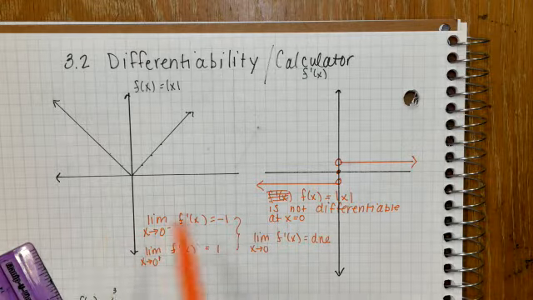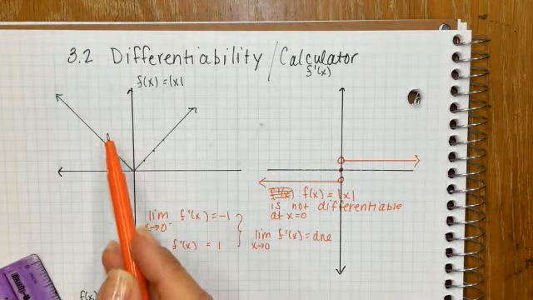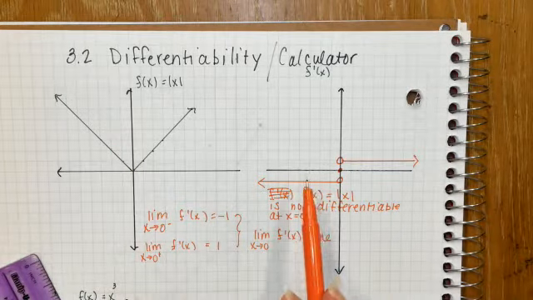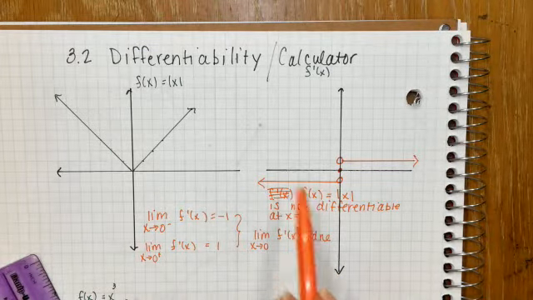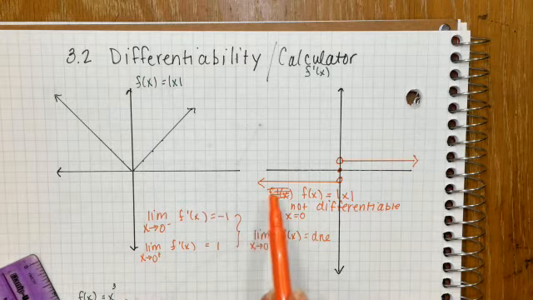So this curve, the absolute value of x, is not differentiable at 0. So while f of x is continuous, the derivative is not continuous at 0. The derivative is continuous everywhere else. It's just at 0 we have an issue.